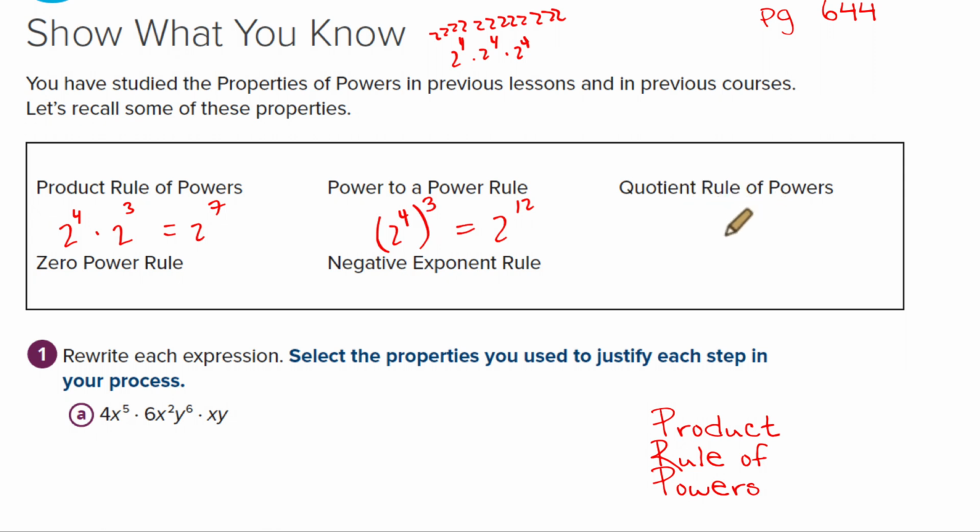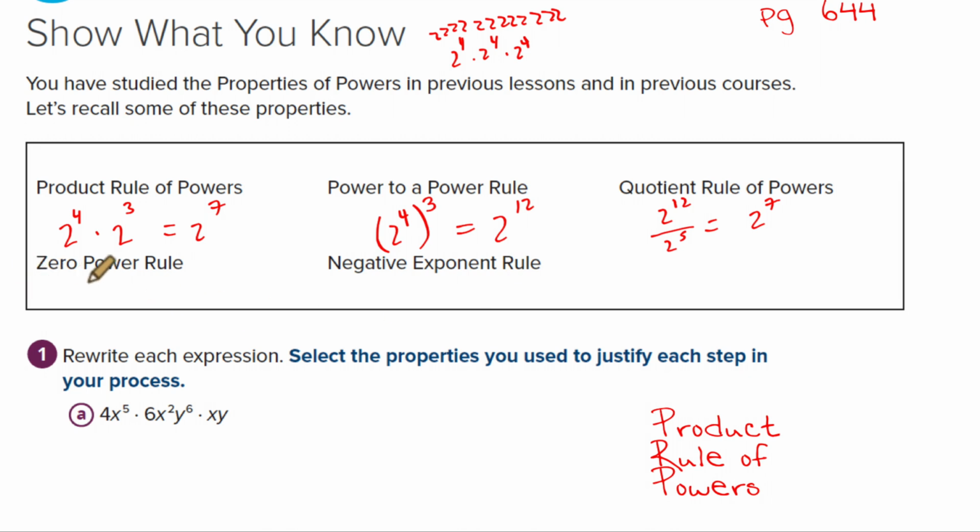The quotient rule. Suppose we have 2 to the 12th, and then down here we have 2 to the 5th. What will that equal? The quotient rule, we are dividing. That's what quotient means. So we would have 12 2's on top. We take 5 away. 5 would cancel. So it's simple subtraction. That would give us 2 to the 7th. The rule is subtract there.